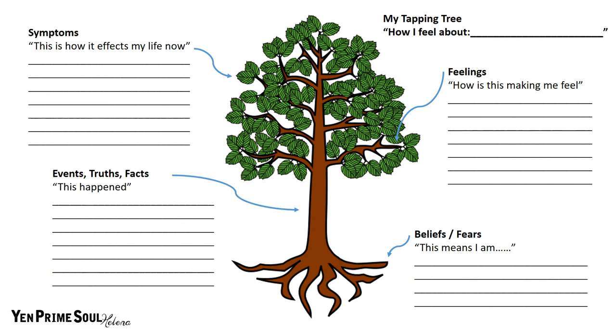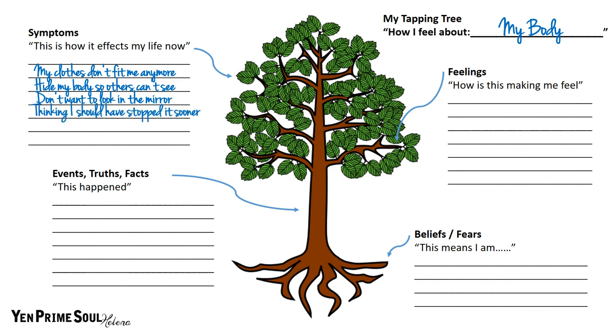This tapping tree has been named, This is how I feel about my body. The symptoms and how it is affecting my life right now are the following. My clothes don't fit me anymore. I hide my body so others can't see it. I don't want to look at myself in the mirror. I tell myself that I should have stopped this sooner. I don't allow others to touch me. Basically, I shy away from physical affection and sex.